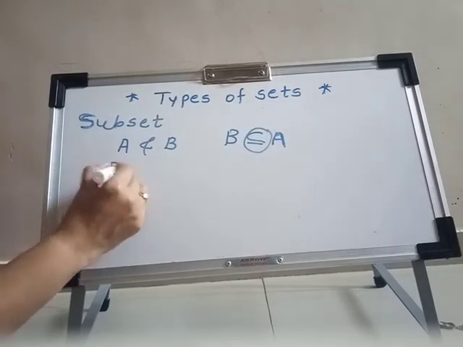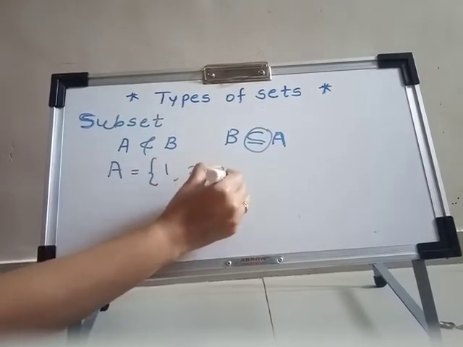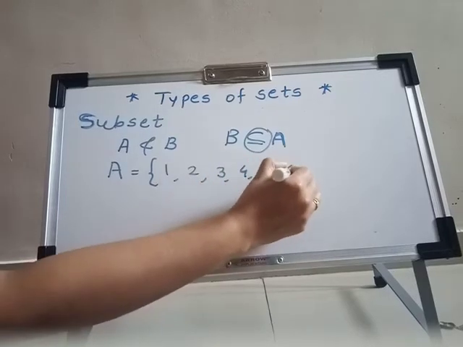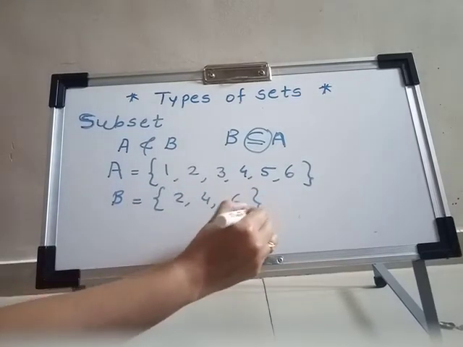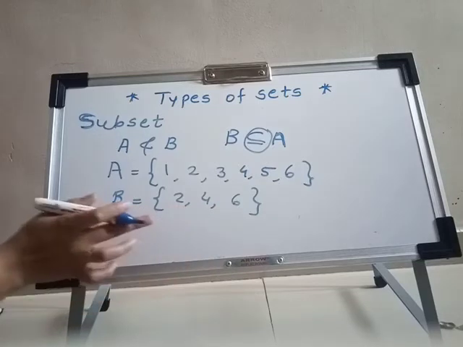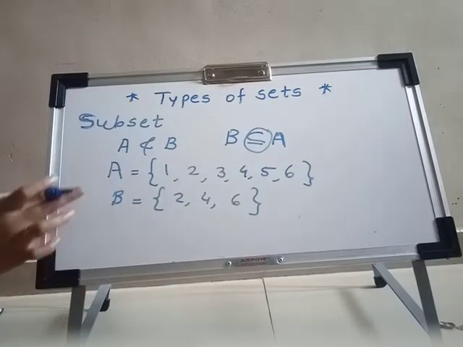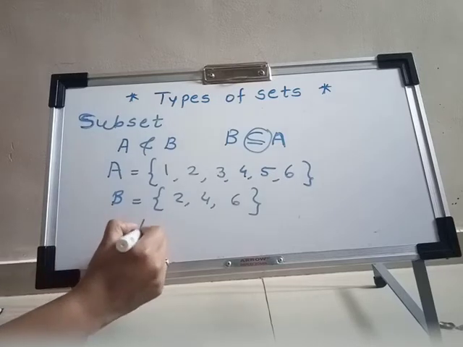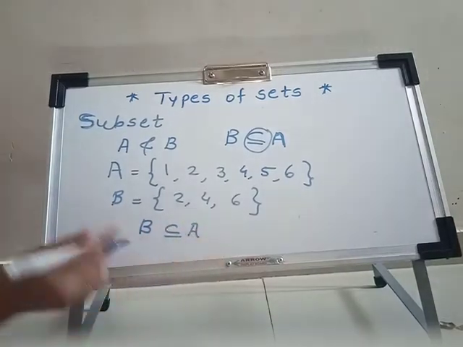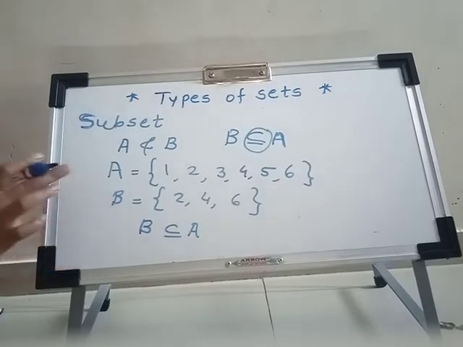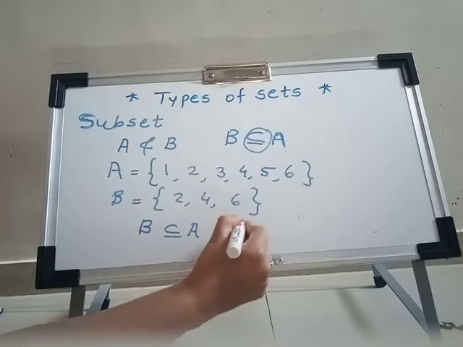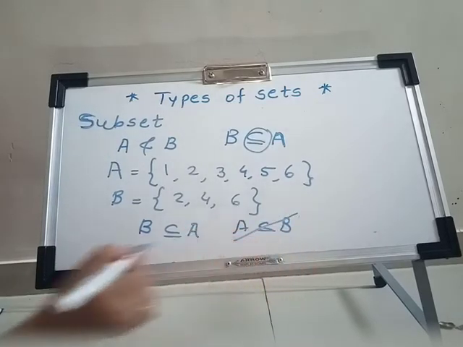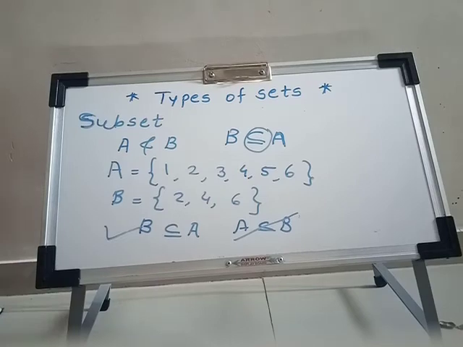Suppose A is the set 1, 2, 3, 4, 5, 6 and B is the set 2, 4, 6. We can say that 2, 4, 6, the elements of set B, are present in set A. It means B is a subset of A. We can't say that A is a subset of B, because elements of B are present in set A, but not all the elements of set A are present in B. Hence B is a subset of A. We can't write it as A is a subset of B. This is the correct way: B is a subset of A.